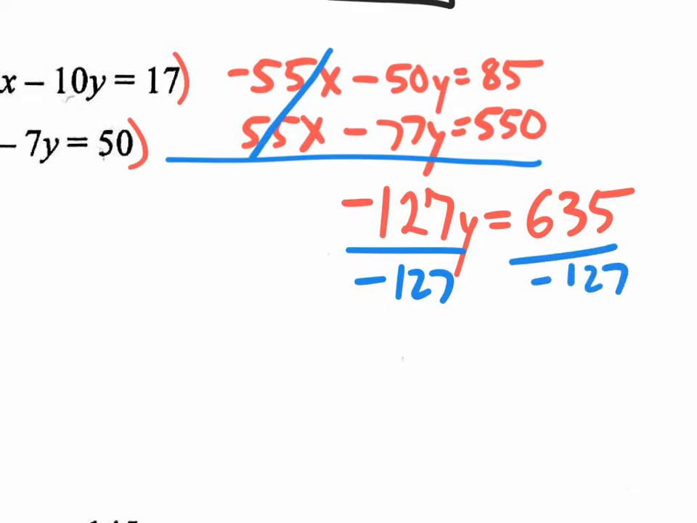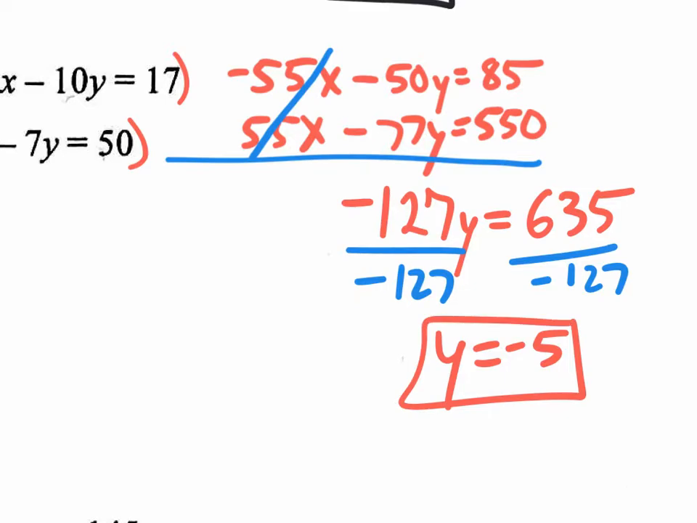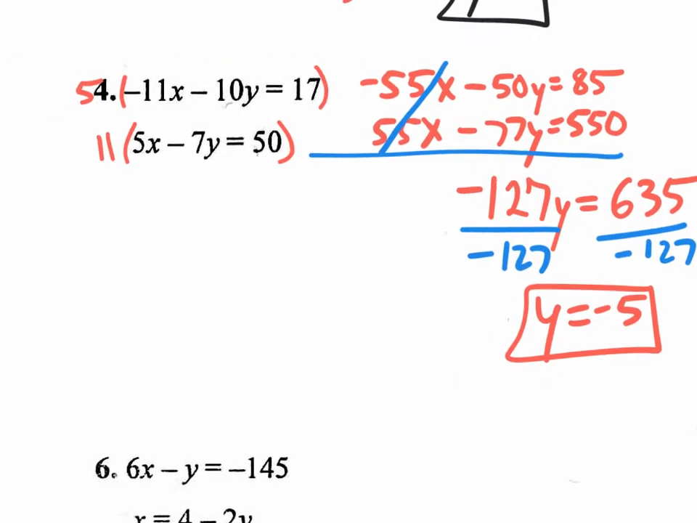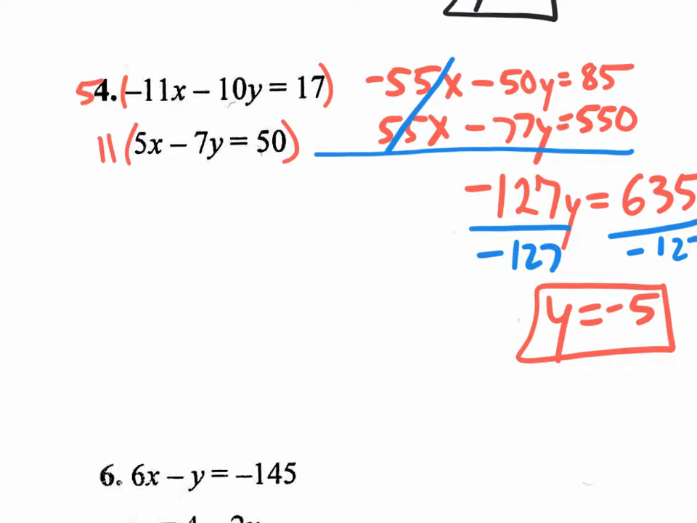Now, of course, I did this with my calculator right here. I don't know what 635 divided by 127 is off the top of my head. So you could use calculators, and you will get the answer y equals negative 5. So if you have one answer and you need the other answer, all you have to do is plug it back in to any equation you want.